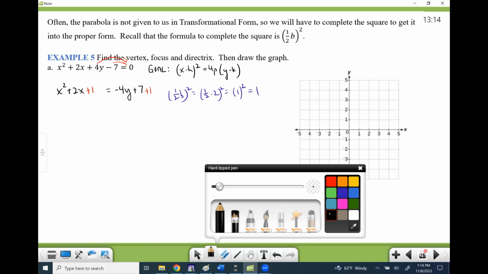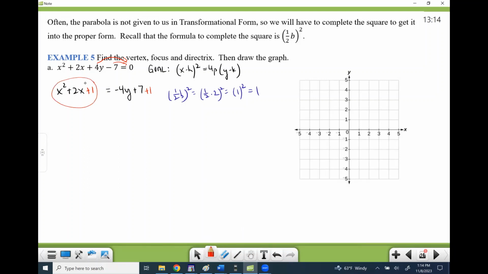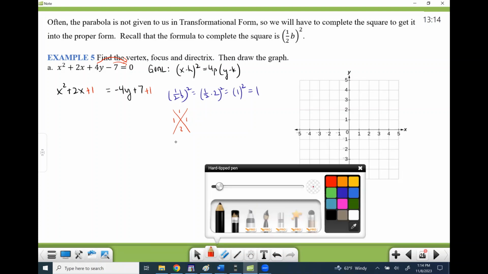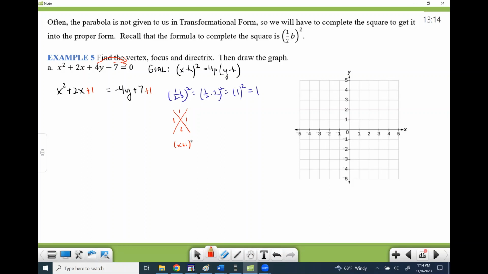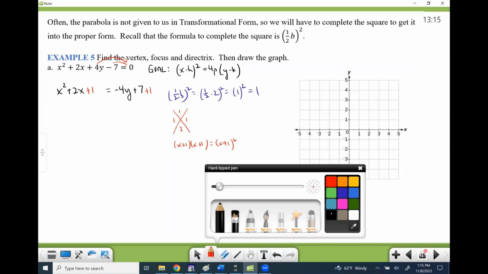Now, it's been a while since we've completed the square, so let's just do a quick crash course reminding us, okay? You can try to factor this in the ways that we've been doing all class, where you say, what are the factors of the last number that add up to the middle number? Well, 1 times 1 is 1, and 1 plus 1 is 2. So that means it must be x plus 1 and another x plus 1, or x plus 1 squared, right?